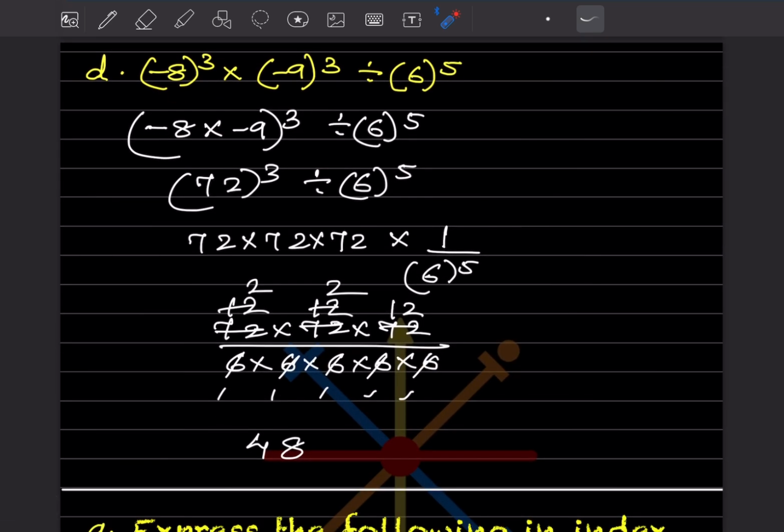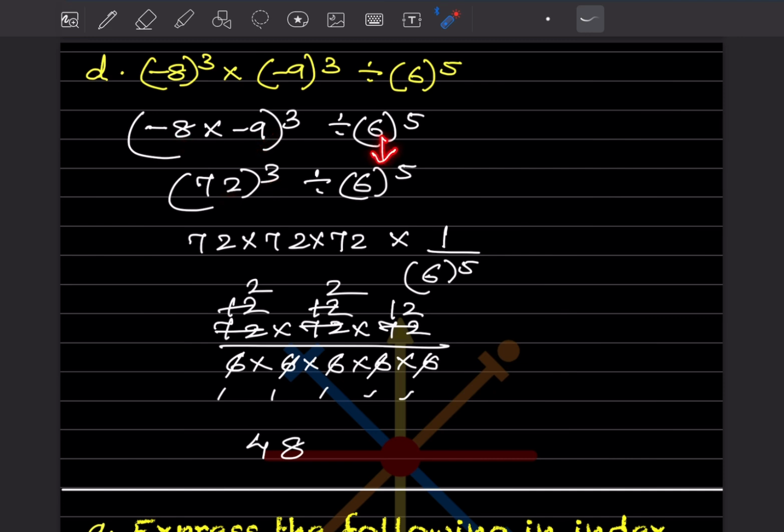Again for this one, what you can see here, this is actually multiplication, and here the powers are the same. So what will you write here? The base we're going to multiply, minus 8 into minus 9, and we are going to put the whole bracket and then a cube here. And this will give the same first. So this will be minus into minus means it becomes plus. 8 nines are 72 raised to 3.